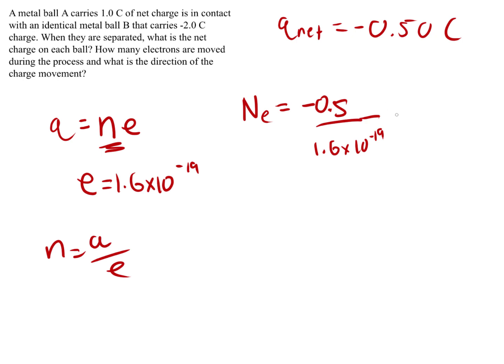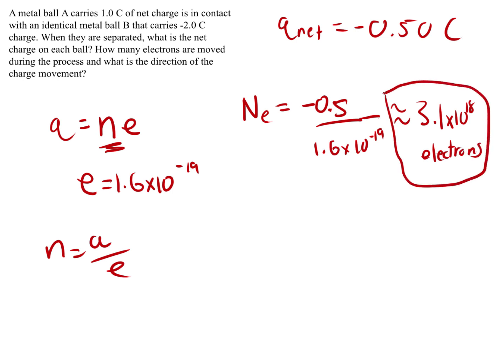And then simplifying this, you should get that it is about 3.1 times 10 to the 18th electrons. And that is the number of electrons that is transferred. So that's the second part of this problem.